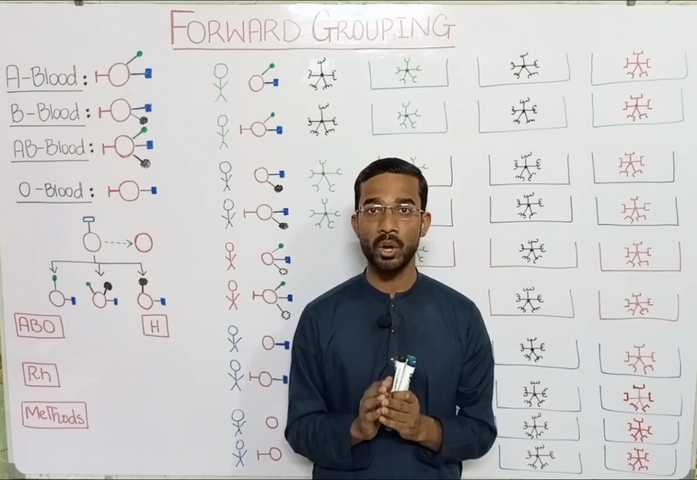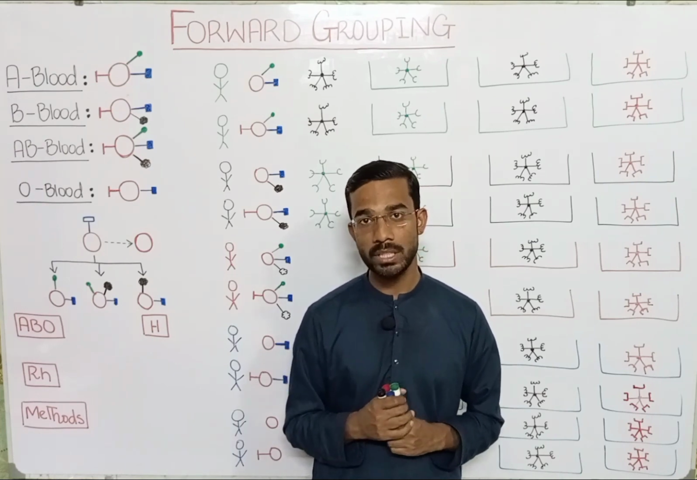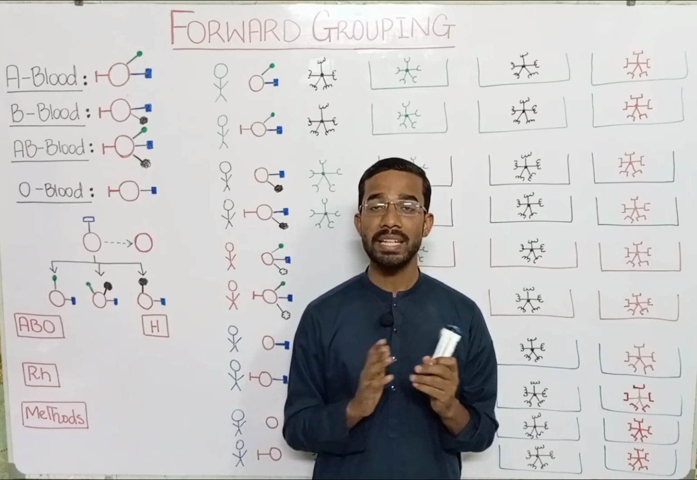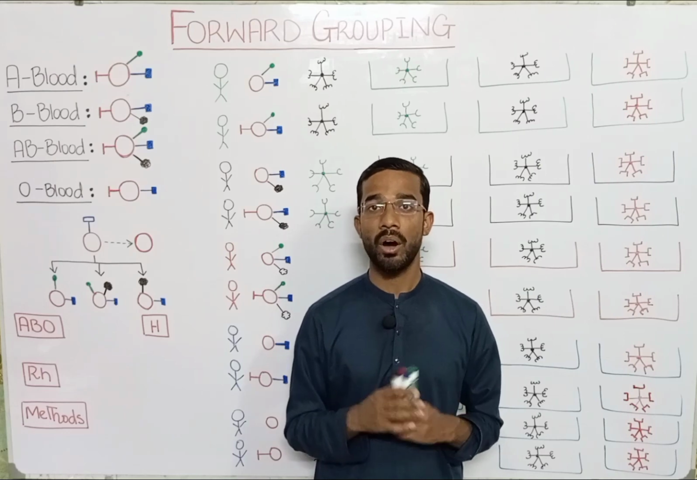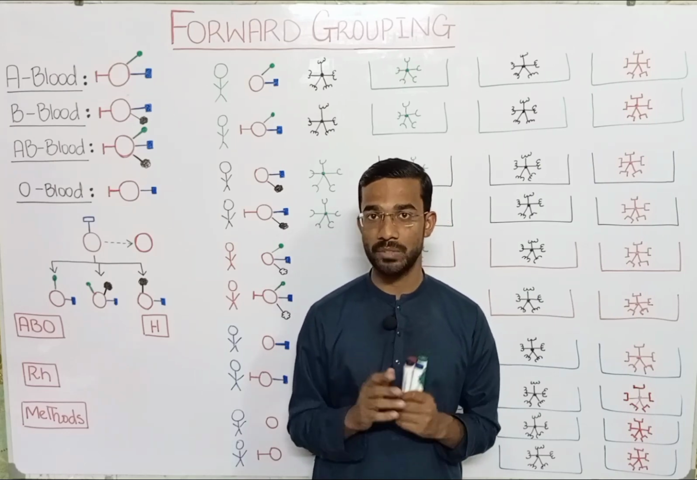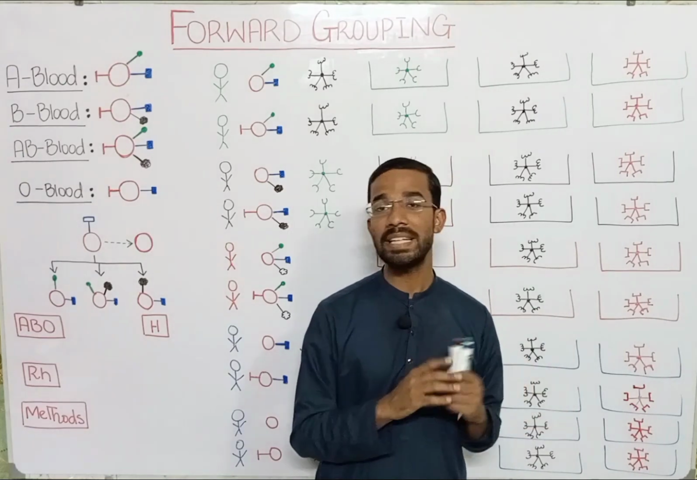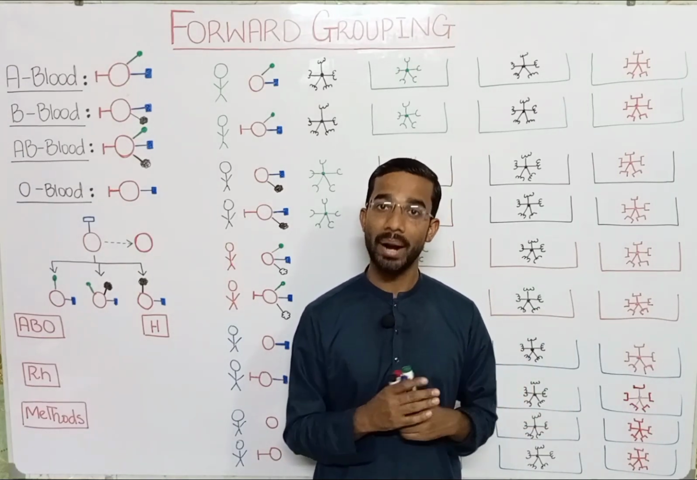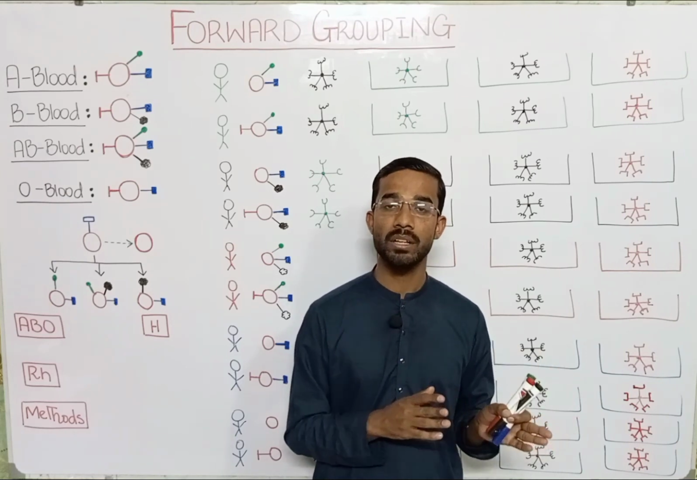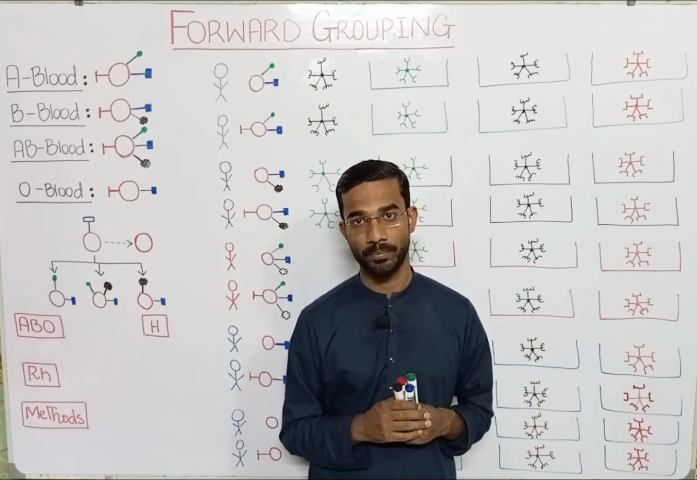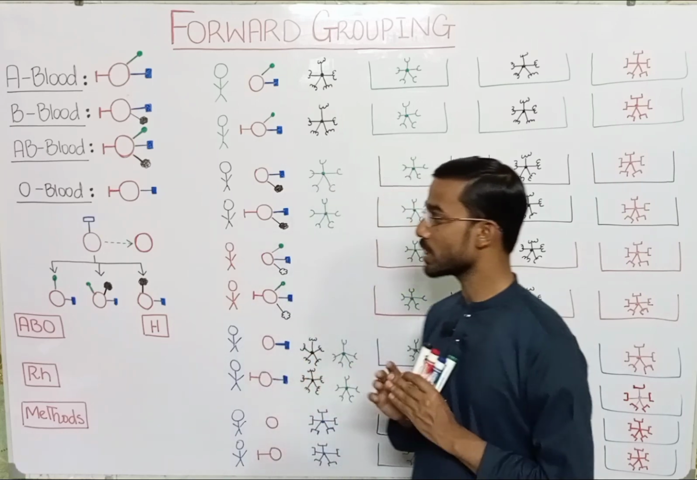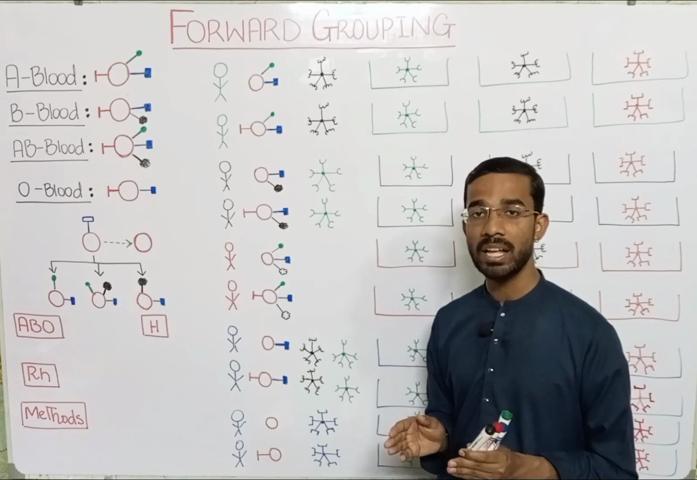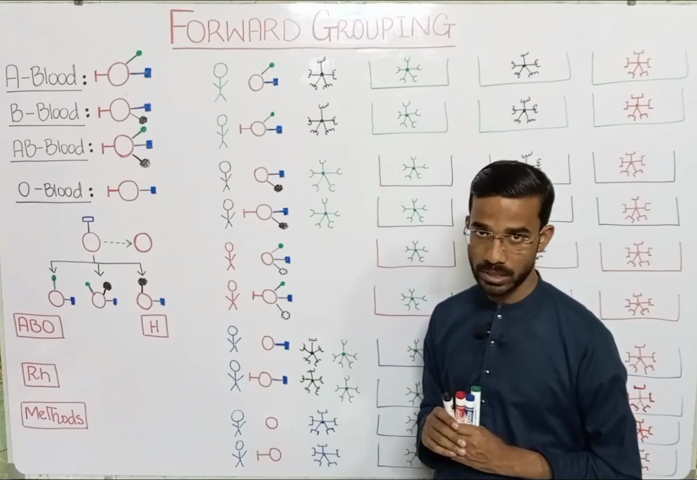In forward grouping, we take the RBCs or blood of the patient and use commercially prepared antibodies. But in reverse grouping, we take commercially prepared RBCs but use the antibodies of the patient. Before we start forward grouping, we first discuss the antigens that are present on the RBCs.